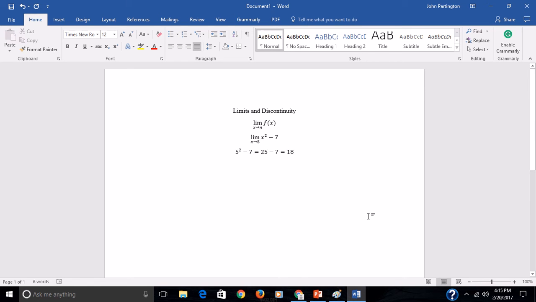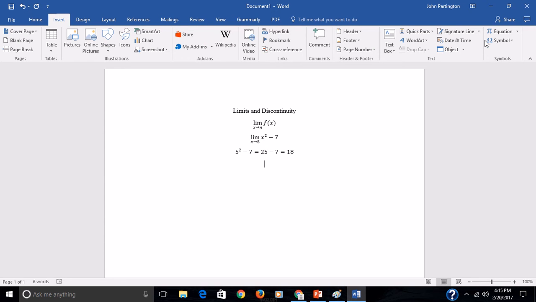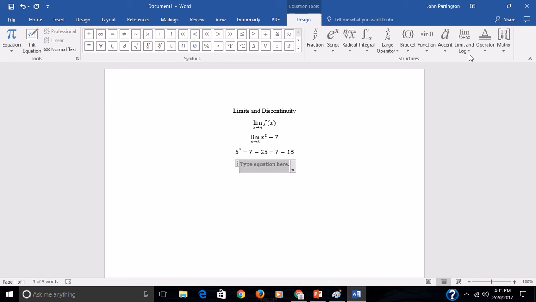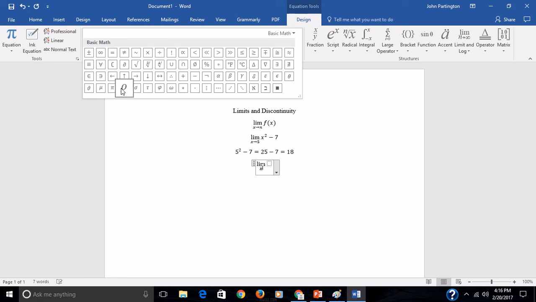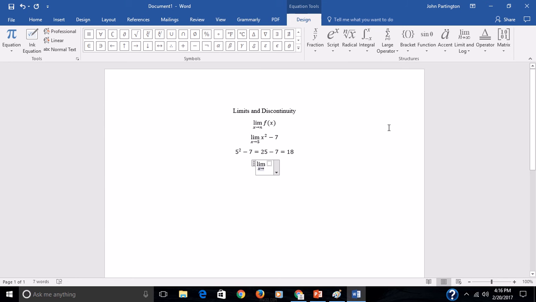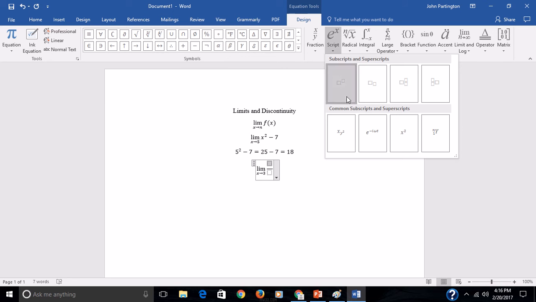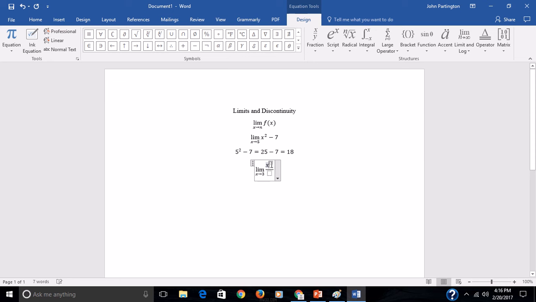Now, let's change this up a little bit. So we're going to have this equation, and we are going to have the limit as x goes to 3 of, and now let's put a fraction in here. So this is going to be the limit as x goes to 3 of x squared minus 9 over x minus 3.